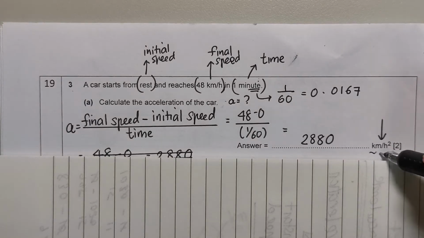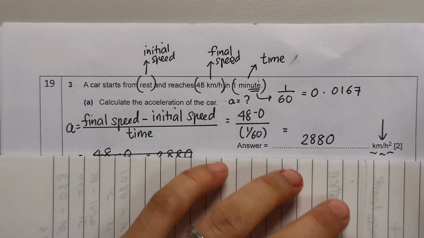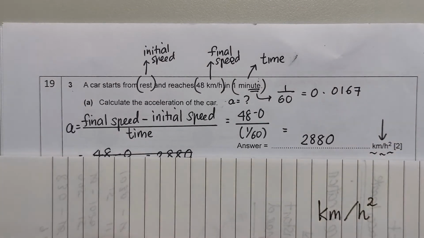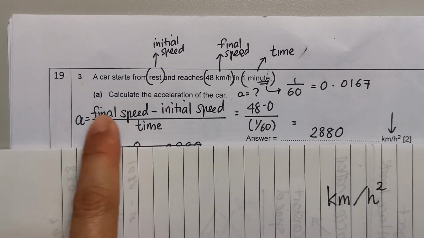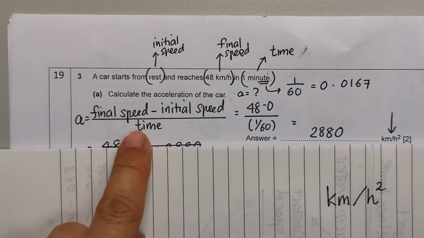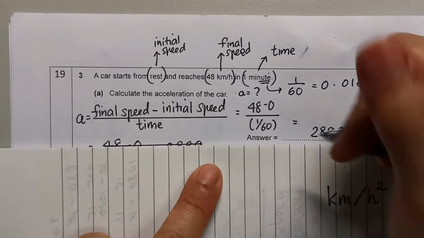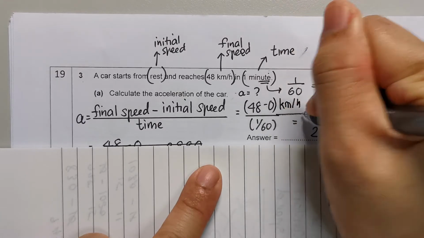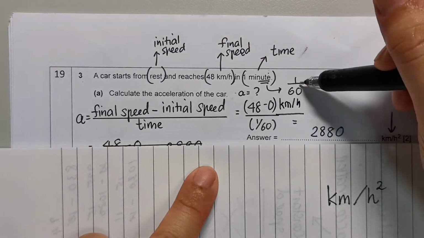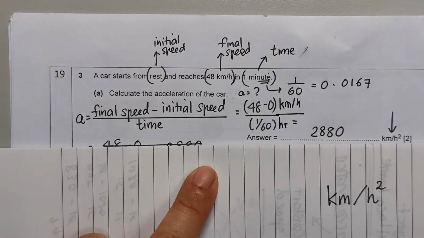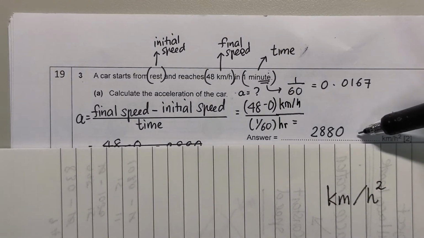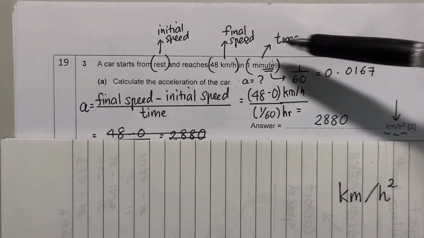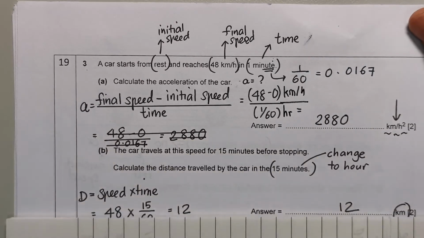Actually, this is quite a strange unit to use. But anyway, the question says give your answer in kilometers per hour squared, which means that when you write this formula, the speed must be in kilometers per hour and the time must be in hours. So how do you change 1 minute to hours? You divide by 60. So this is in hours, and your answer is 2880. Just take note that you need to make the necessary conversion of units.